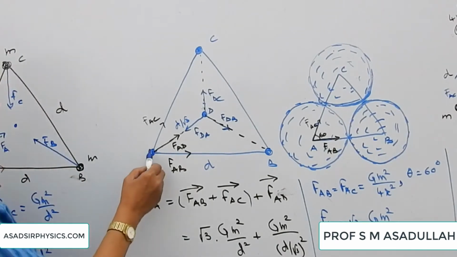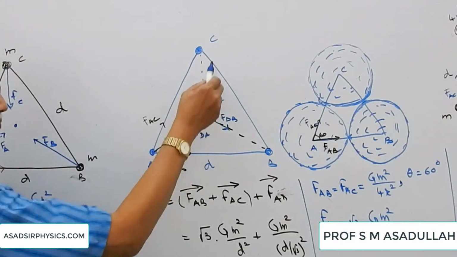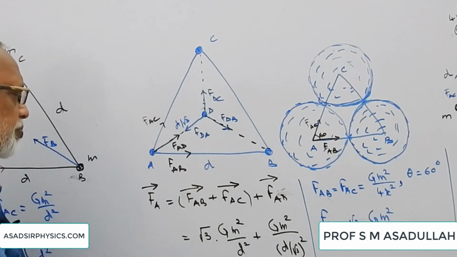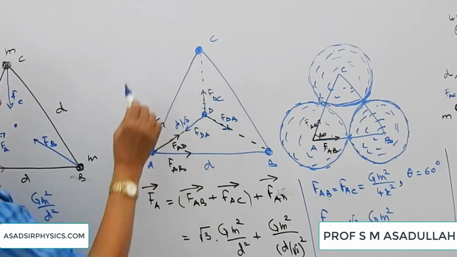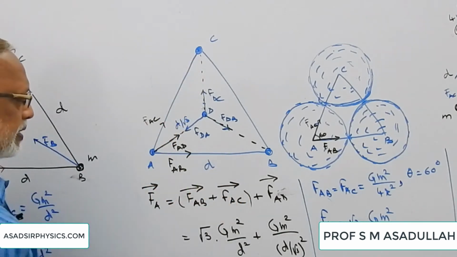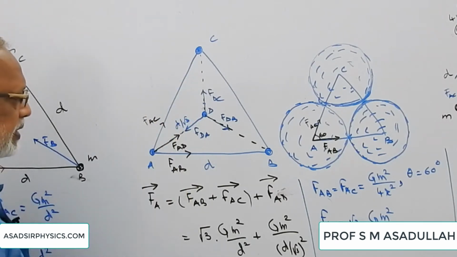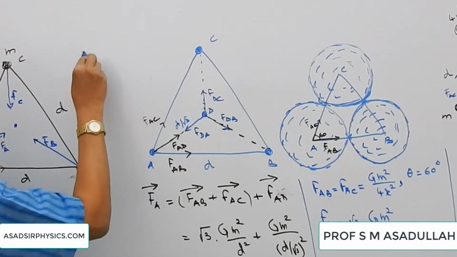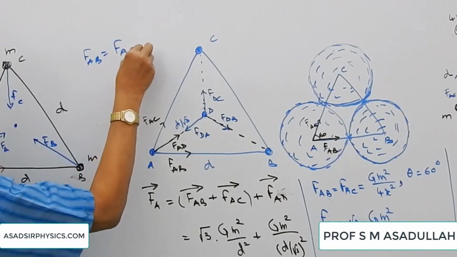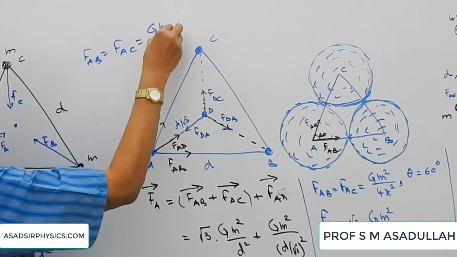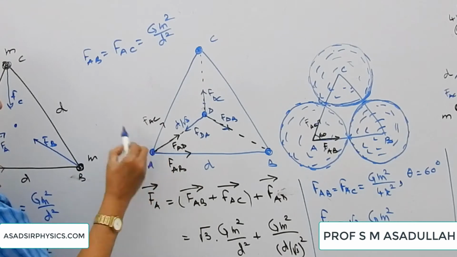Now let us consider the body A. This will experience three forces because it is a system of four bodies. FAB acting like this, FAC acting like this. FAB is equal to G m square by d square. FAC also G m square by d square. FAB is equal to FAC, that's equal to G m square by d square. They make an angle 60 degrees.